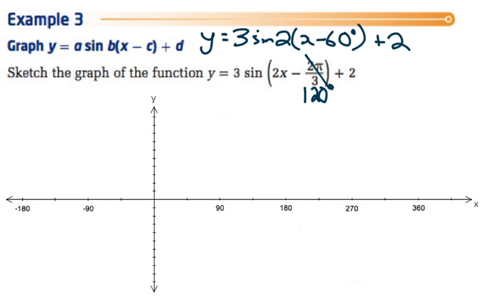Start off with the basic sine function after I adjust the scale. Our 5 major points. Connect them like so.